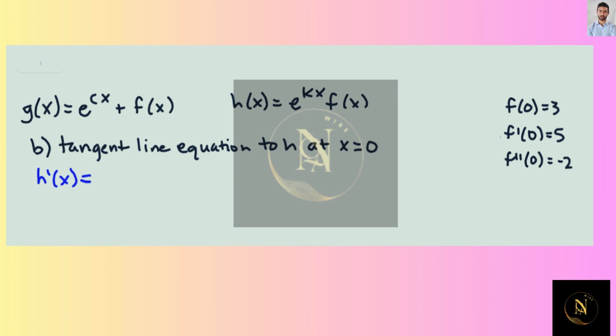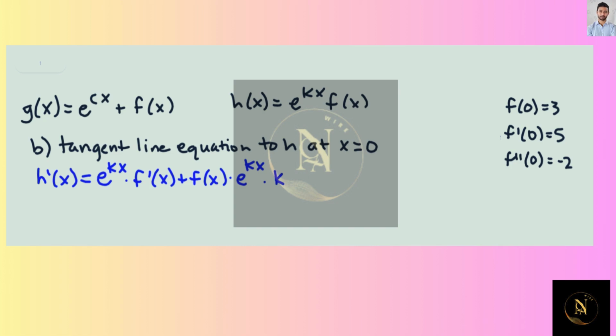Okay, now part B of the problem is working with h of x, and we're going to find the equation of the tangent line at x equals 0. So we need to find h prime of x because that's the derivative, and the slope of the tangent line will be the derivative at that point. So for h prime of x, we're going to need to use the product rule. So we have the first, e to the kx, times the derivative of the second, f prime of x, plus the second, f of x, times the derivative of the first, e to the kx times k.